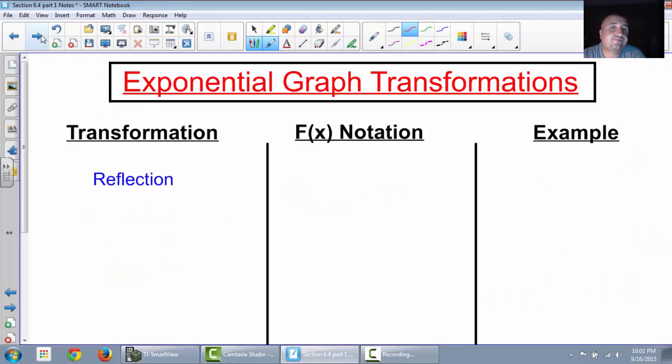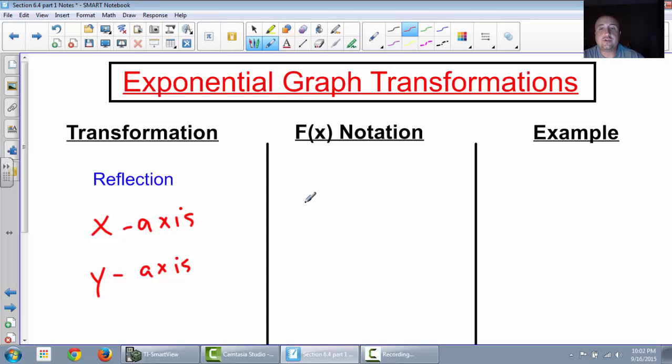So we've done 2. Now we have reflection. We can reflect 2 different ways. A reflection is just a flip. If you see a reflection in a lake or a pond, you're upside down. That's what reflection does. We have 2 types of reflections. We can reflect over the x-axis, or we can reflect over the y-axis. Each of these has its own function notation.